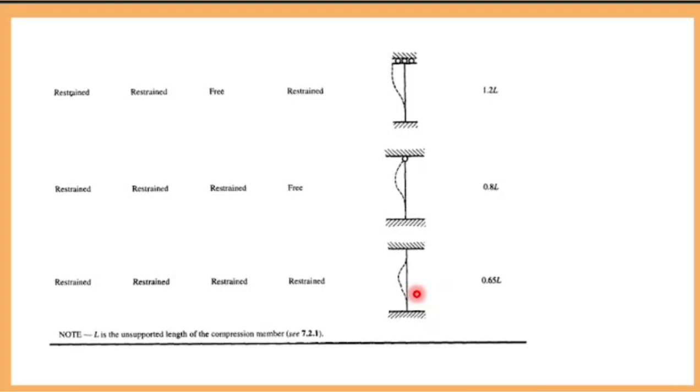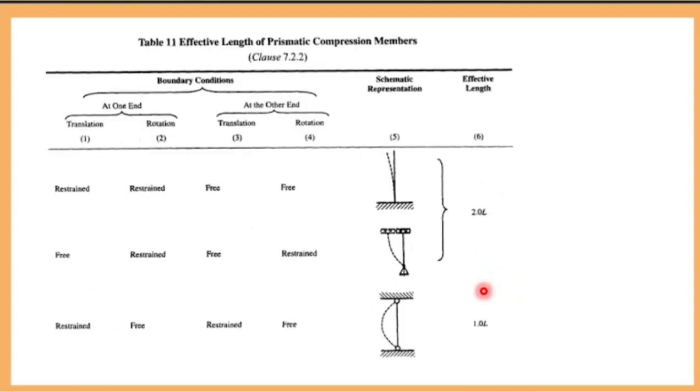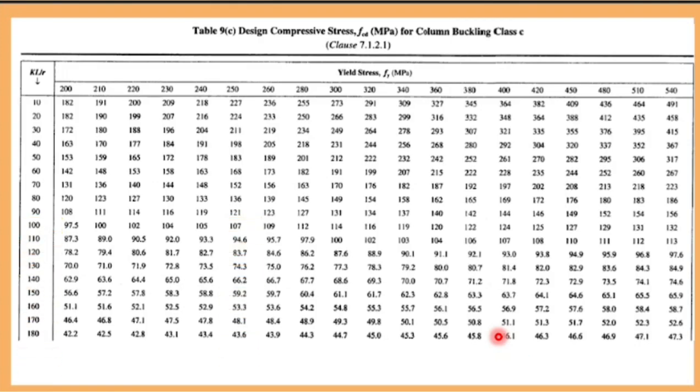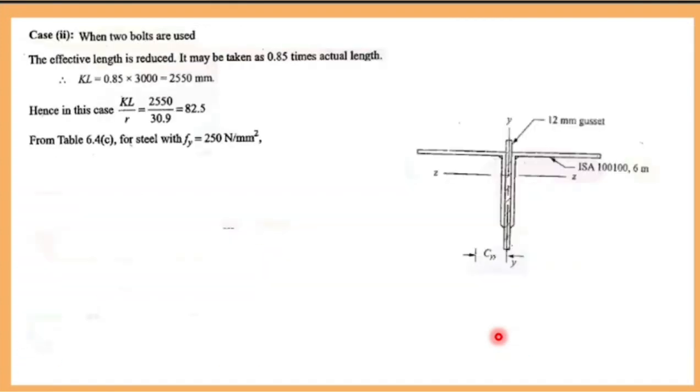So, if 2 bolts or more than 2 bolts are used, it is better to go in between. What are these values? You can take less than 1 and greater than 0.65. For fixed it is 0.65 and for hinged it is 1, so it should be in between. Hence in this problem it is taken as 0.85. So for your exam purpose, take it as 0.85. When 2 bolts are used, you have to take 0.85 L. Now your value will be 2550. If you divide by 30.09, your value will be 82.5.